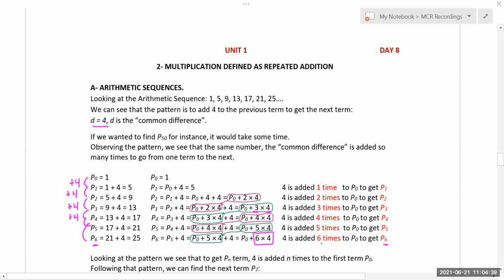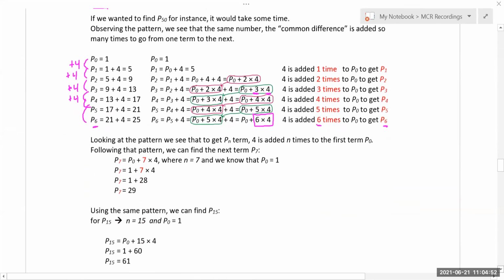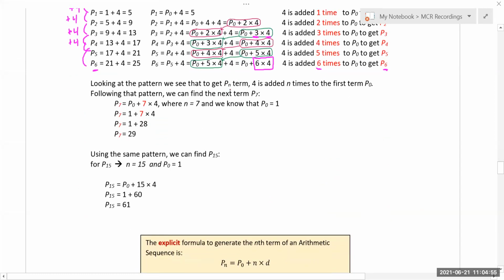So the 6 corresponds to how many times you've done the iteration, or what that multiplication is going to look like. So if we take a look at this pattern, let me scroll it down a minute. To get that Pn term, so if I want P7, think about where this was your 6, this was your 5. That means that I'm taking my P0 and adding that 4 7 times. So I'm taking the 1 and adding the 4 7 times, or 7 times 4, to get that P7, which was 29.